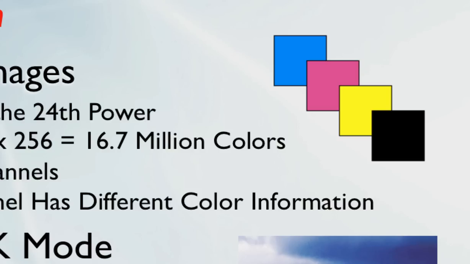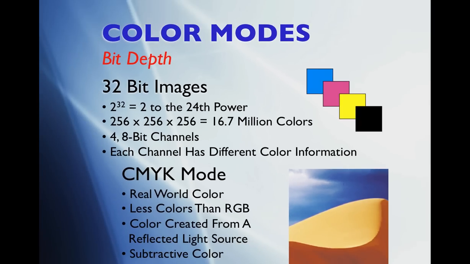Okay, and so it's cyan, magenta, yellow, and black, or CMYK. And again, it may not look any different on the screen, but then again, it might. And this is called a 32-bit image. Once again, it's very important that we understand, again, 2 to the 32nd power.